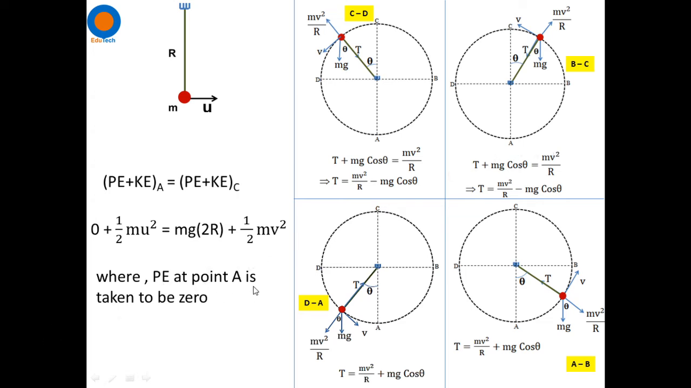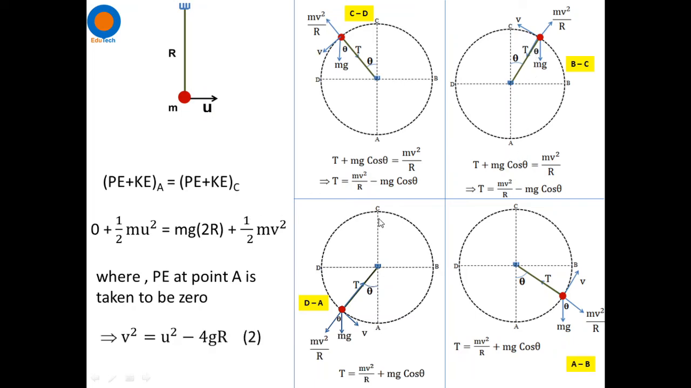See here, I have not taken work done by tension. You might be thinking about it, but actually the work done by tension is 0 here. Why? Because tension is acting radially and the particle is moving tangentially. The work done by the tension is 0 because the particle is moving perpendicular to the tension.